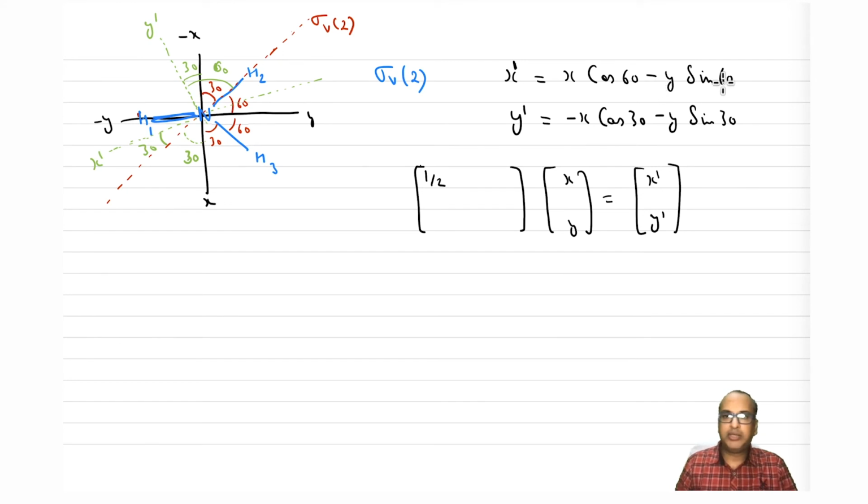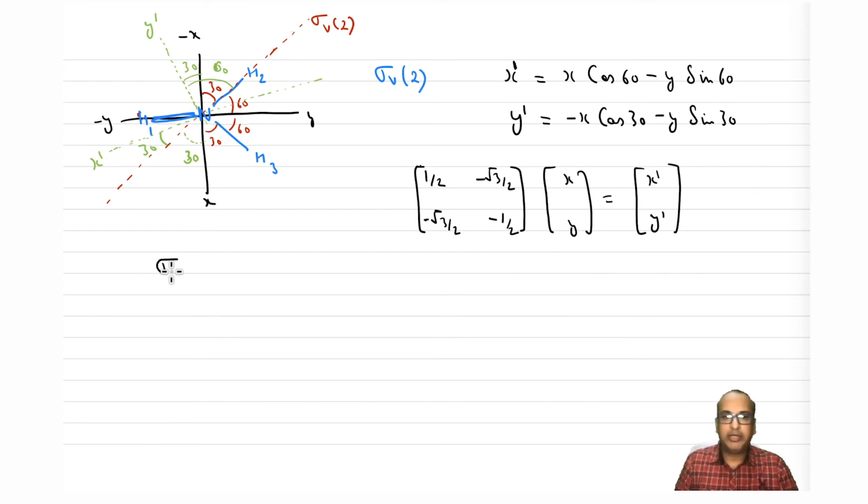So half, minus of sine 60 will be minus root 3 by 2. Now cos 30 will be root 3 by 2 with a negative, and sine 30 will be half with a negative here because the negative sign is there, right? So if you see, x and y are changing to x prime and y prime with this relation, right? So this should be the matrix corresponding to sigma v2, and now we can include z. z does not change because z is lying along this plane, so we can just introduce it by writing 1 over here.